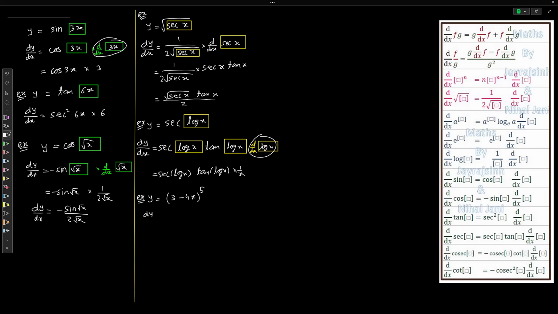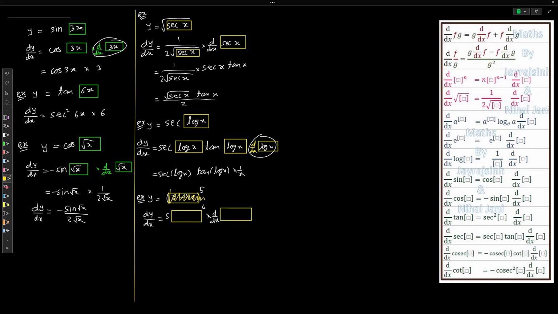dy by dx is equal to the differentiation of the right side. On what will we make the box? 3 minus 4x. Okay, so we don't have to worry about the inner function. Box raised to 5. So here we'll get 5 box raised to 4 into d by dx of box.